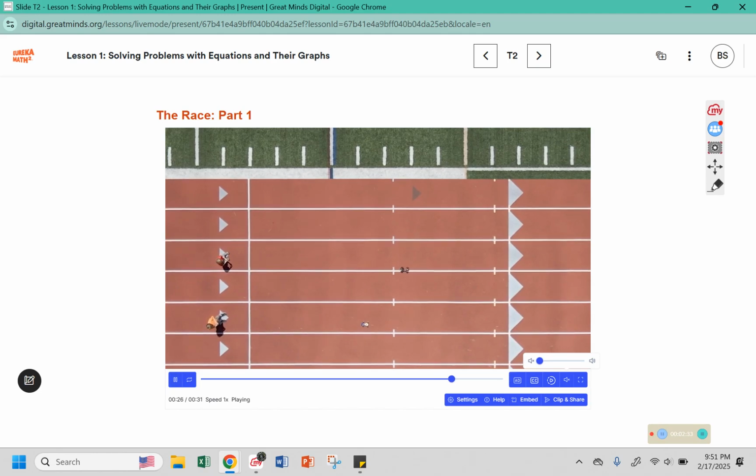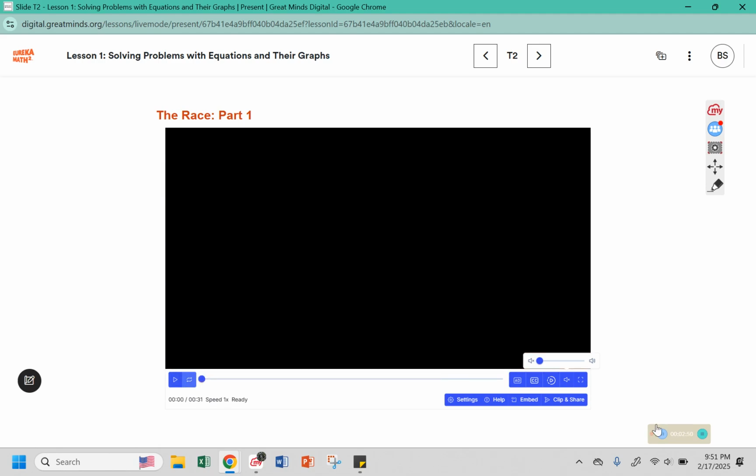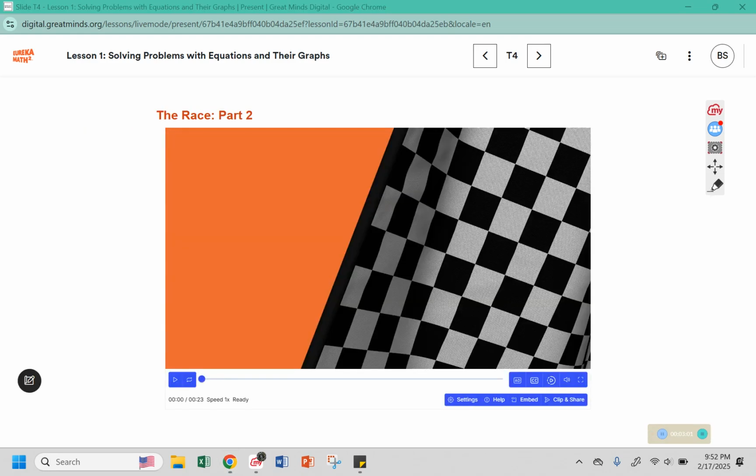If we watch the head start of the car, it appears that it is about 2 yards further when this car begins to take off. But we do not know the speeds of the cars, so you can write some information about, or a question about, what is the speed of each car. In this clip, we'll get to see a little bit more detail about the race.